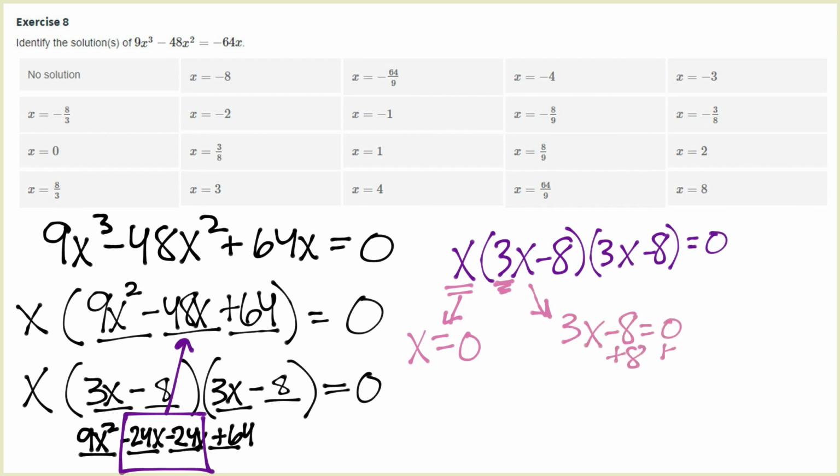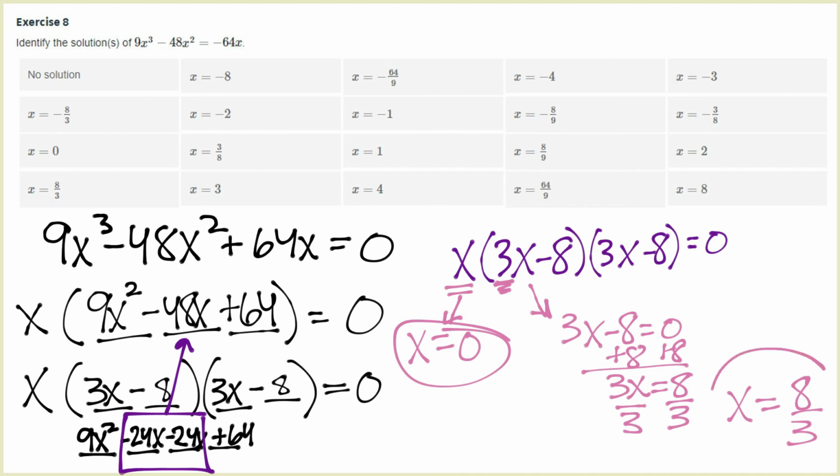So I add 8 to each side, and I get 3x equals 8, and I divide by 3, and x equals 8 over 3. So I have one solution of 0 and two solutions of 8 over 3. So that's sometimes called a double root.